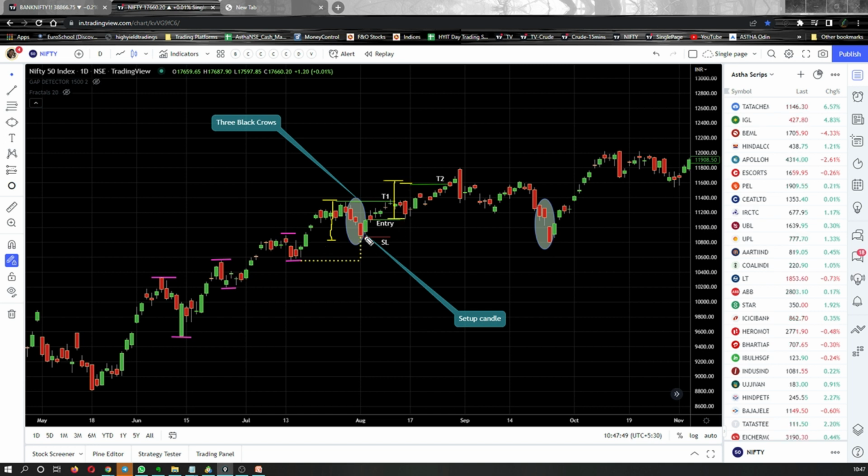Okay, so what is the move? Let's find the move. It will be like 10,900 to 11,300. So around 400. Let's round it up to a 400 rupees move. It is a 400 rupees move, right? So your target two is also giving you a 400 rupees move, right? 11,100 to 11,600, like a 500 rupees move, which is very close to 400 rupees, right? So this is how you define your target number one and target number two.